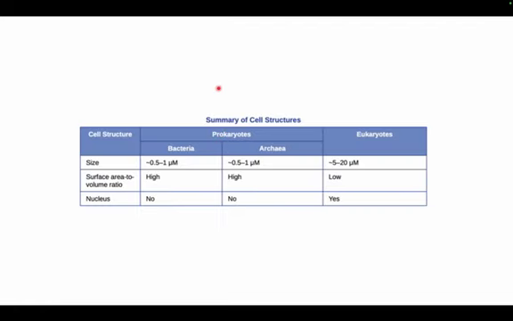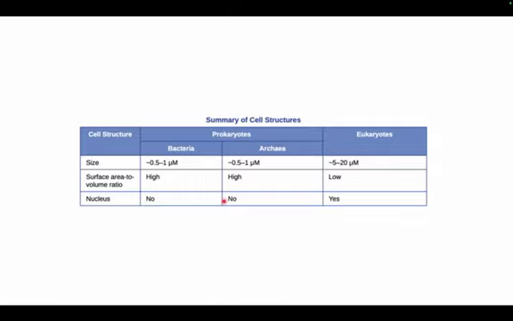Just to summarize what the difference between these two are, you can see that the eukaryotic cell is much bigger than a prokaryotic cell. Because of this, since the prokaryotic cell is smaller, the surface area is larger for the same volume. Right? Whereas the eukaryotic cell is bigger, so the volume is large compared to the surface area.